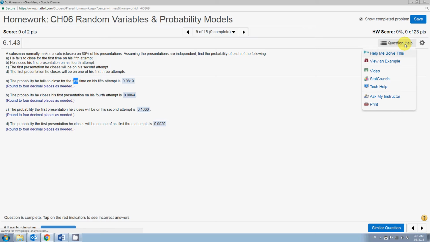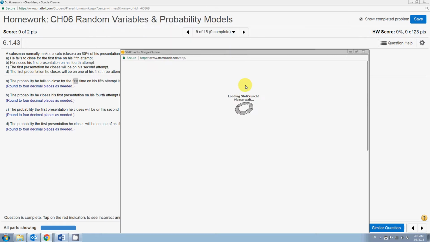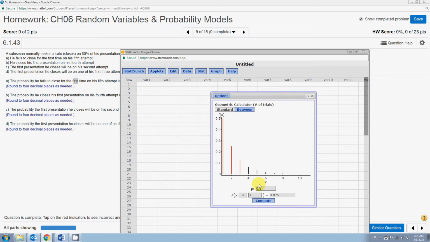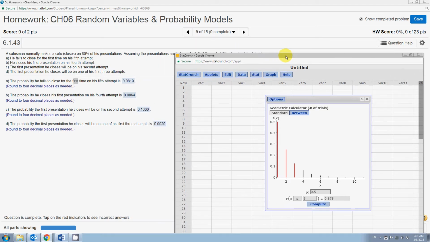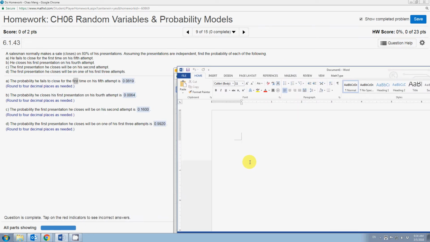Then we can use StatCrunch to do the calculation. Let's open StatCrunch. Let's go to Stat, Calculators, Geometric, and choose the number of trials. We got the interface, but what is the P? P is the probability of success, but what is success in this question? Success is the event or outcome we are interested in. If we read the part A question, we are interested in seeing he fails to close a deal.